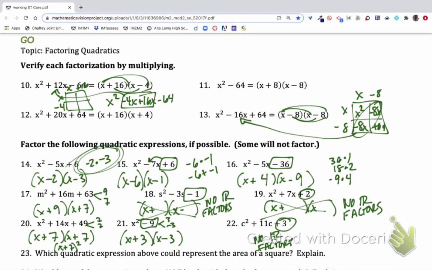Number 23, which one could represent the area of a square? Remember, a square has the same length on each side. Think about that and explain how you know. I'm looking for how you know it would be a square. Number 24 is a rectangle, same thing. Hopefully this helps. Reach out if you have any questions.